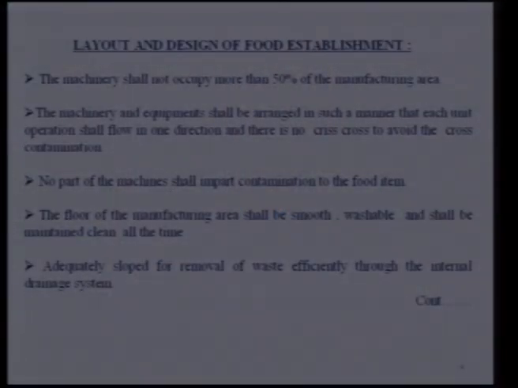Then the layout and design of the food processing industry should be considered properly. The machinery and equipment installed in the processing area should not occupy more than 50% of the total area of the processing hall, for easy movement of the workers and hygienic production. And then machinery and equipment should be arranged in such a way that they follow a linear flow of production. There should not be cross flow.